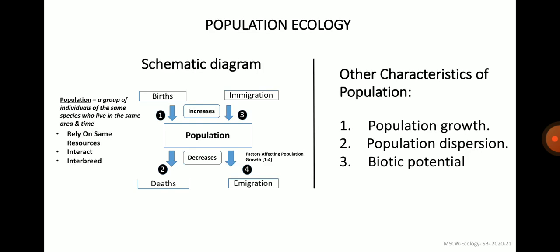So the first slide itself will give you an insight about the meaning of population, then the schematic diagram depicting the population regulation, where you can mention that births and immigration increase the population size while deaths and emigration decrease it. As I just mentioned, these are the 4 factors which affect the population growth.